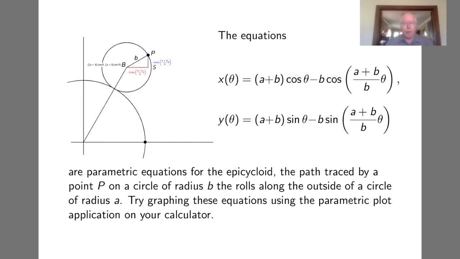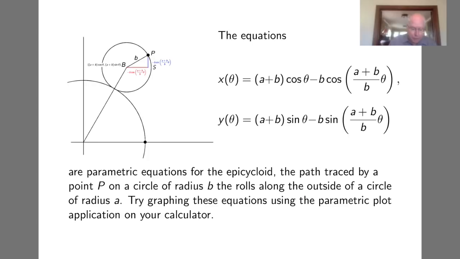So this leads to the equations. x of theta equals A plus B cosine theta minus B cosine of the quantity A plus B over B times theta. And for y of theta, A plus B sine theta minus B sine of A plus B over B times theta. So these are parametric equations for the epicycloid, the path traced by a point P on a circle of radius B as it rolls along the outside of a circle of radius A.